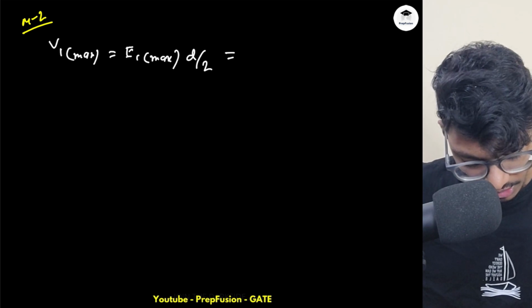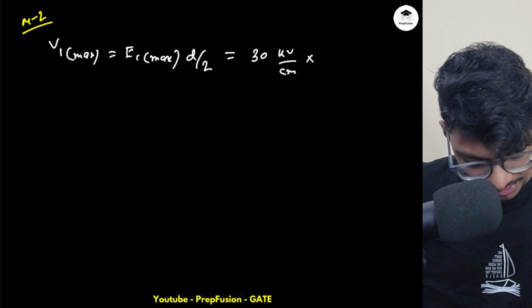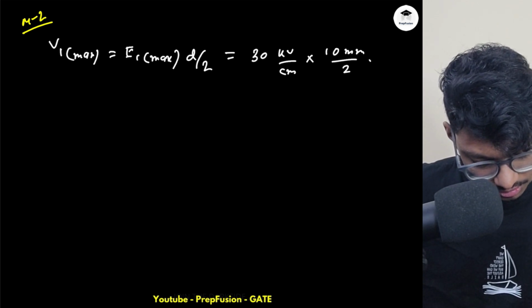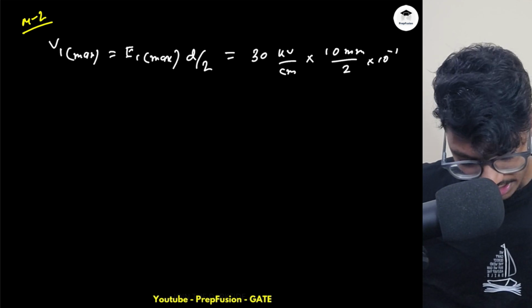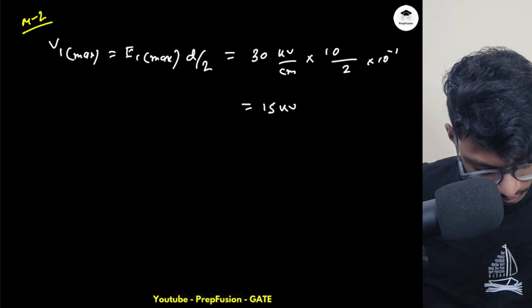And what is E1 max? E1 max is 30 kilovolt per centimeter. So I have to write again in centimeter. This d is 10 millimeter divided by 2, so I will multiply by 10 raised to the power minus 1 to convert this into centimeters, right? So this one will come out to 15 kilovolt.